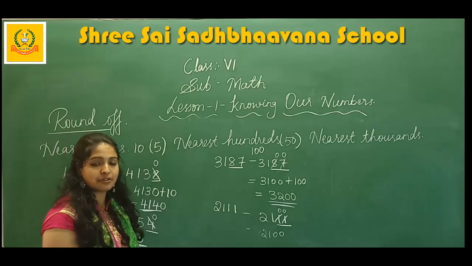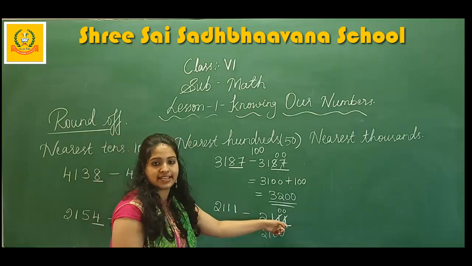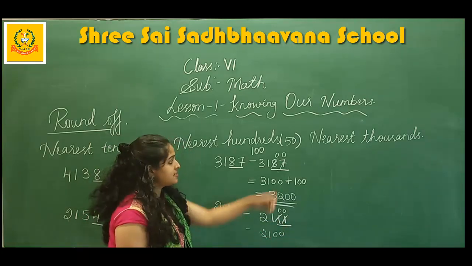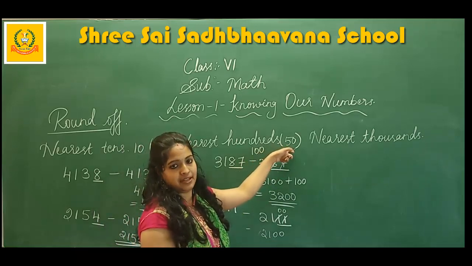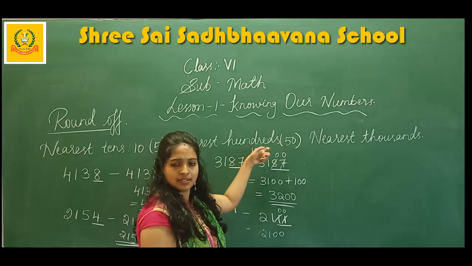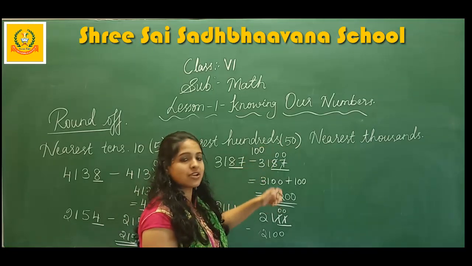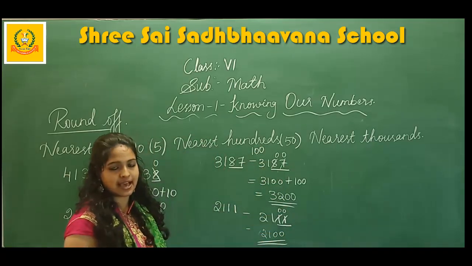Over. Third step. Fourth step, let us check. So what are the underlined digits here? 11. Is it more than 50, children? No, it is less than 50. What we have to do? Do we need to add 100 here? No, because it is less than 50. So we can leave as it is. This is the answer.